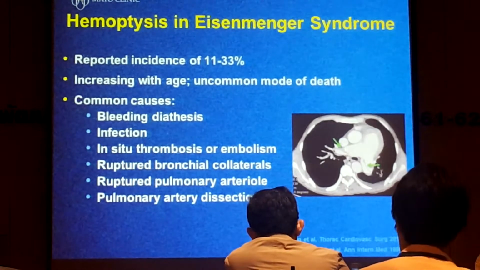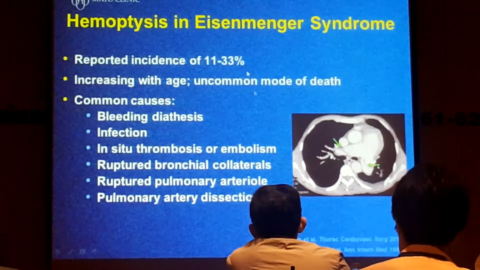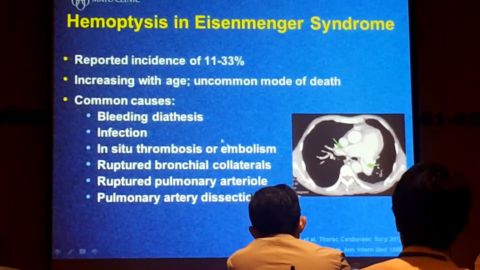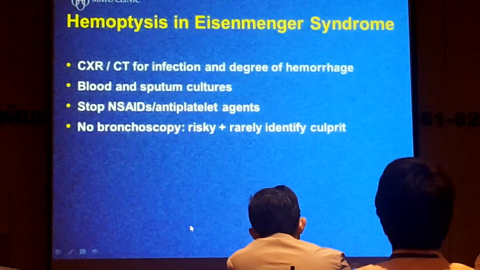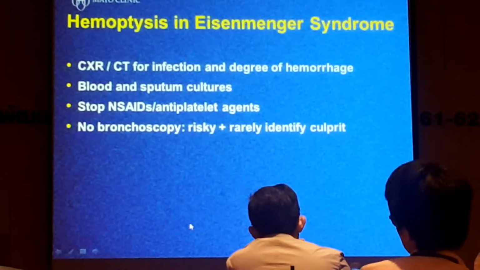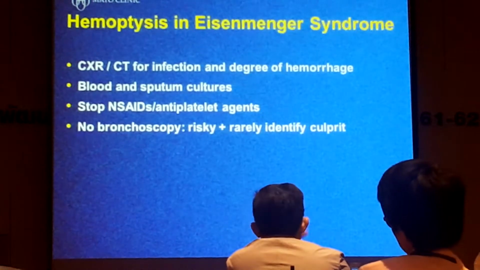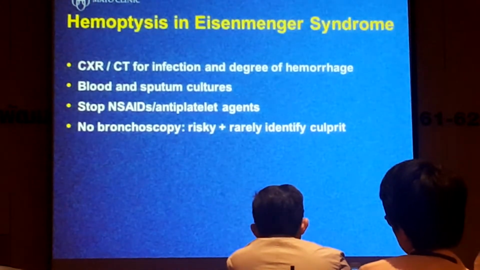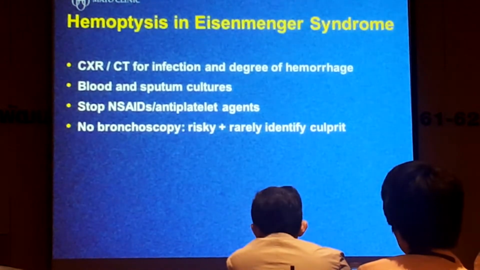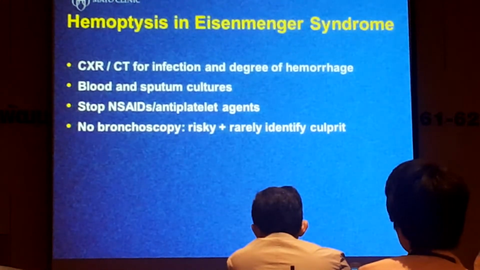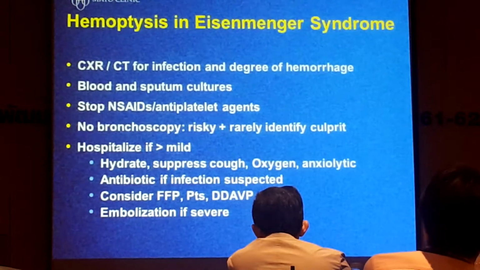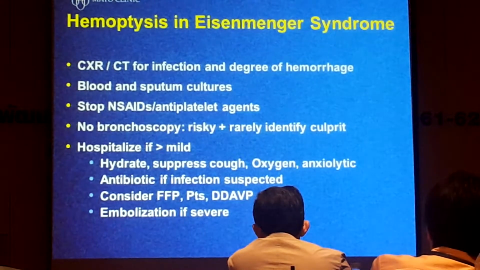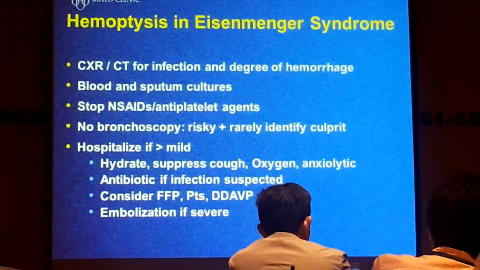You can have pulmonary artery dissection as seen on the CT scan here. So please keep in mind the causes of hemoptysis in the Eisenmenger patient. So we often do a CT scan to make sure there's no infection or no masses. We do cultures. If they're taking any antiplatelet agents and non-steroidals, we stop it. We do not do bronchoscopy. If it's a large volume, we do catheterization and try to embolize the bleed.